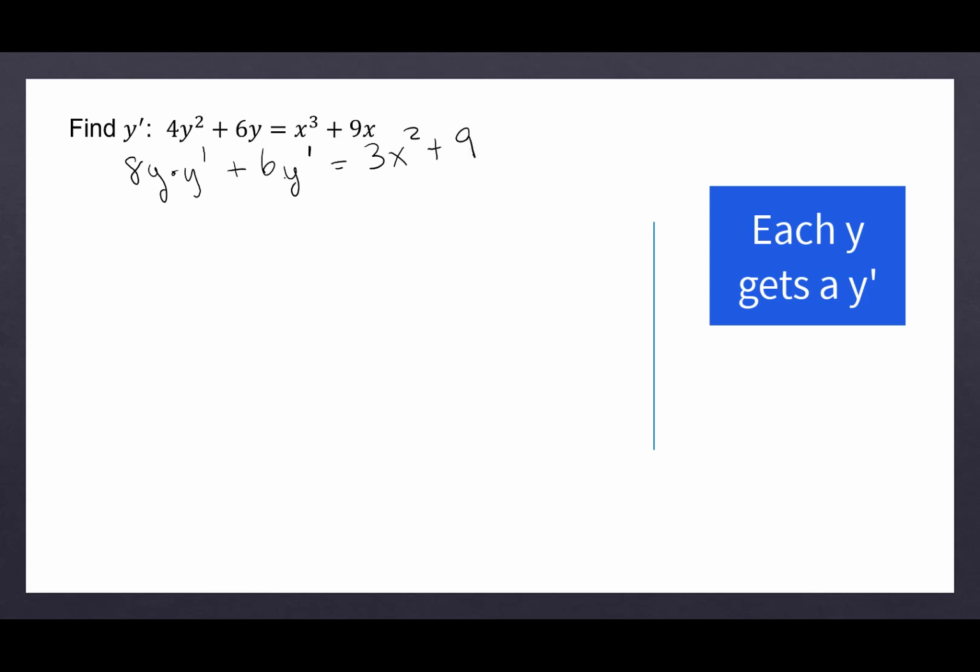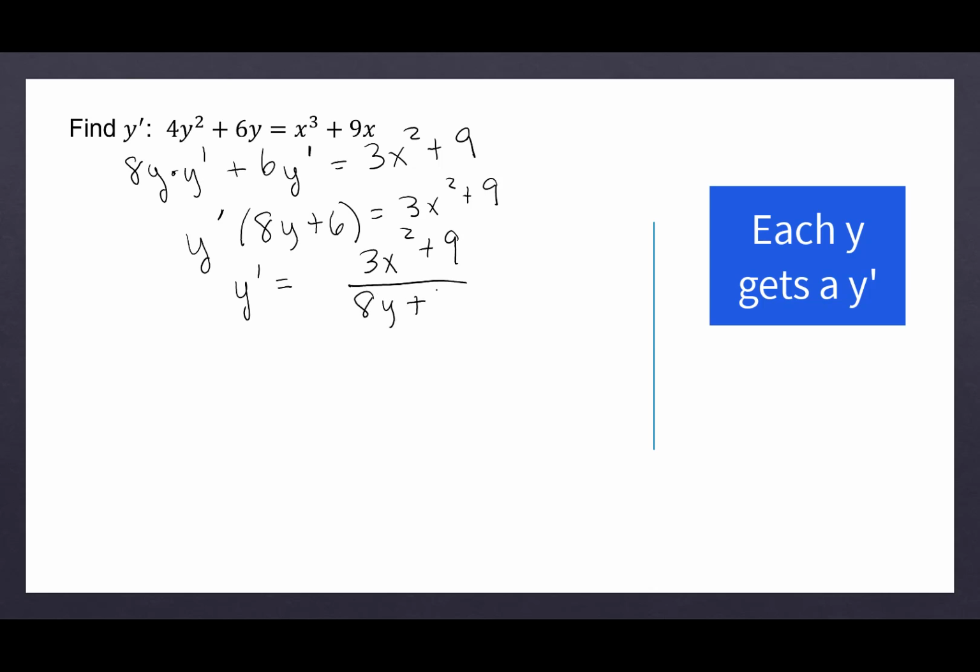Now that I have 2 y primes, the goal is to only have 1. So the way we're going to accomplish that is to factor out the y prime. So I'm going to take it out. I have 8y plus 6. I know that 8 and 6 have 2 in common, but I'm not going to take it out. My goal is to get y prime alone. I don't care about any other factors. On the right side, I have 3x squared plus 9. To get y prime by itself, I'm going to divide by 8y plus 6. I have y prime equals 3x squared plus 9 over 8y plus 6.